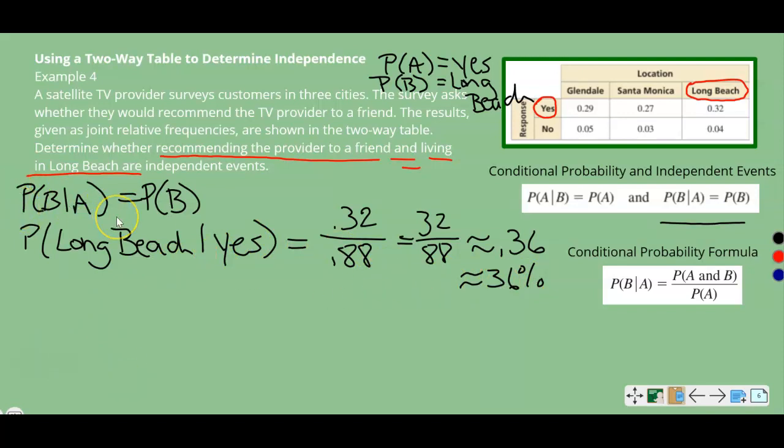So again, that is my probability of B given A, and now we need to know, does that equal the probability of B? The probability of B is the ones that live in Long Beach, so that's 0.32 plus 0.04. If we add that up, that is about 0.36. What do you know? That's about 36%. So, because the probability of the ones that live in Long Beach is approximately equal to the probability of Long Beach given a yes response, that means these two events are independent. So, yes, independent.